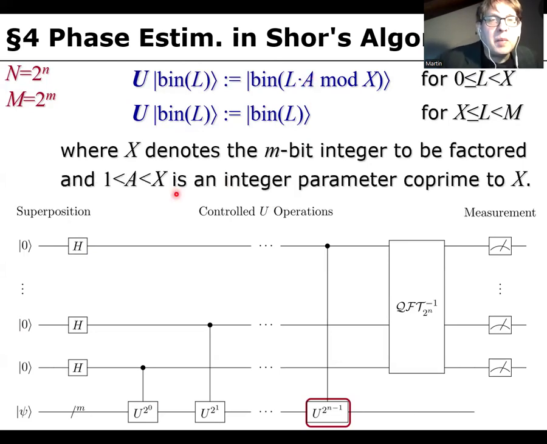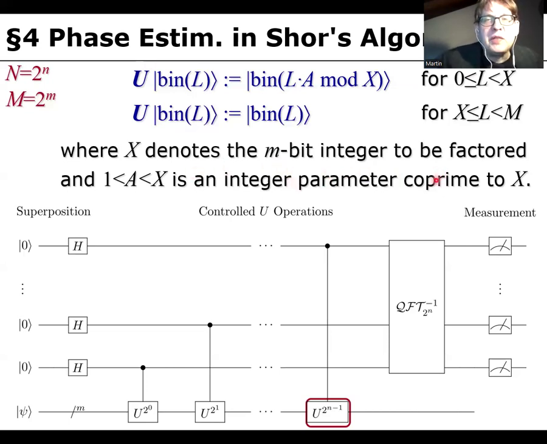A is an integer parameter which is promised to be co-prime to X, so have no factor in common in its prime factorization with X. If it has a factor in common with X, then we can simply classically do the GCD, the greatest common divisor algorithm, Euclidean algorithm, and thus find a non-trivial factor of X, right? If it's co-prime, that's the difficult case, and that's where we invoke the quantum phase estimation algorithm.